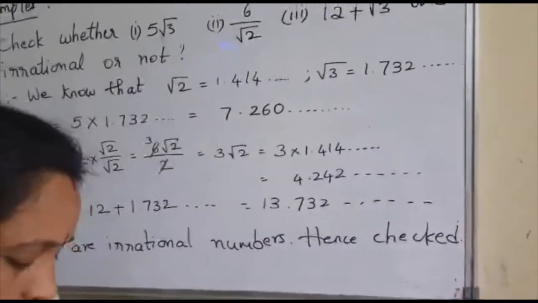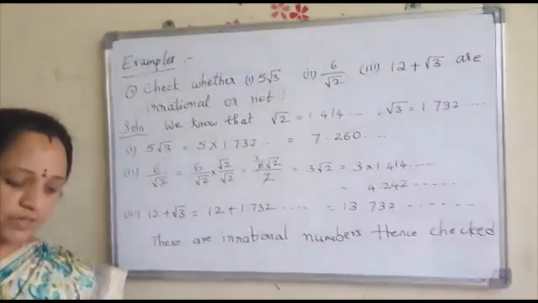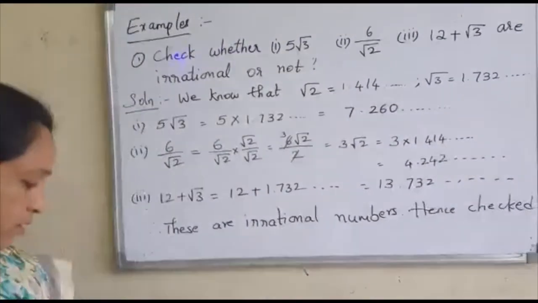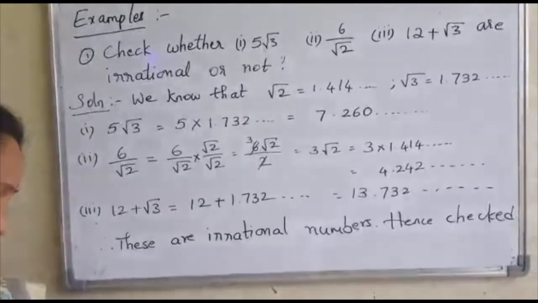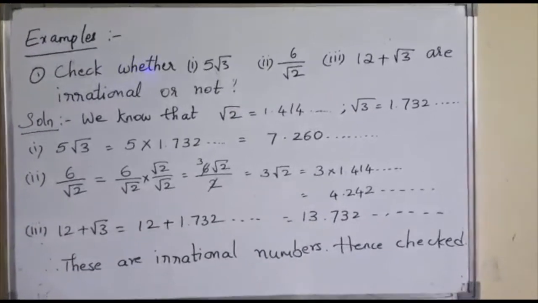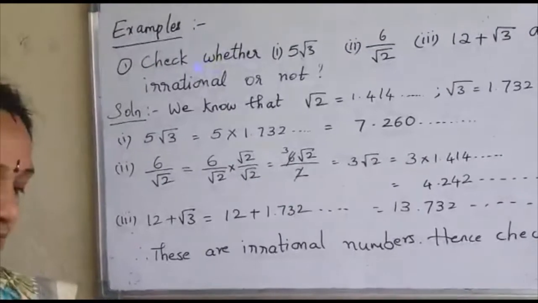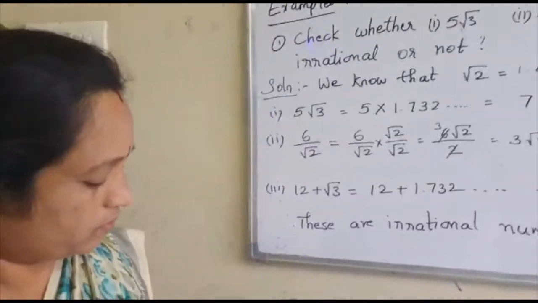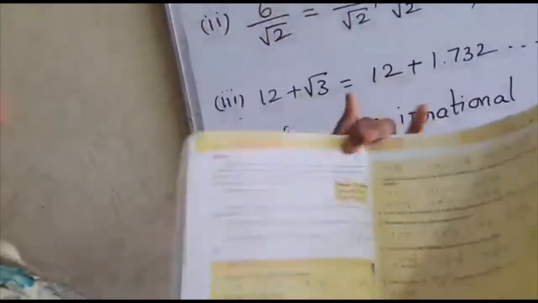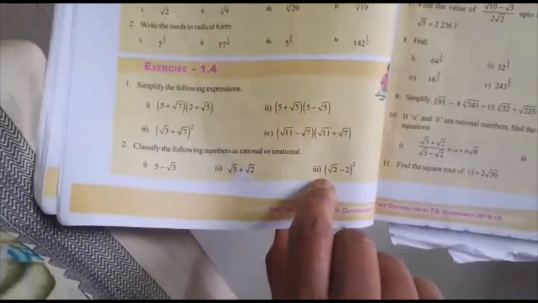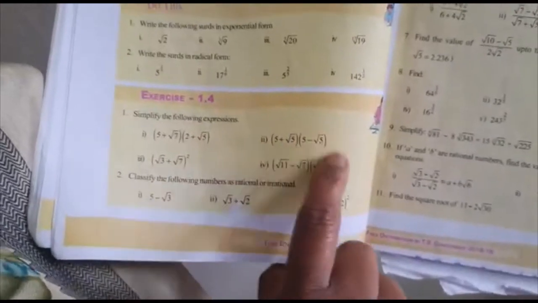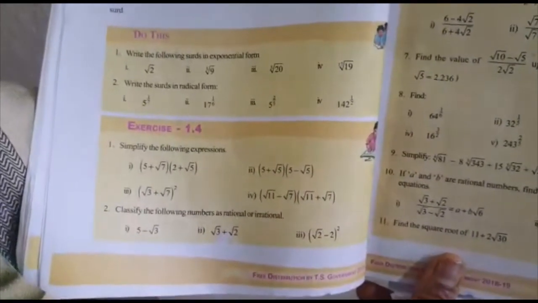Now, you can go through the further examples from your textbooks, children, and do the problems which are related to this. Now from this exercise, classify which are rational and irrational. Simplify the following as rational or irrational. Now you can do the first bit and second bit from this.